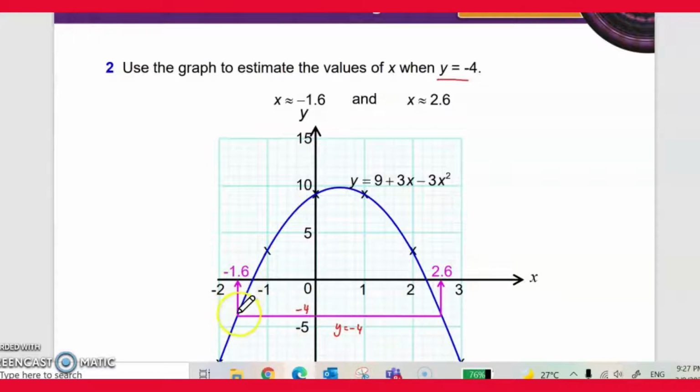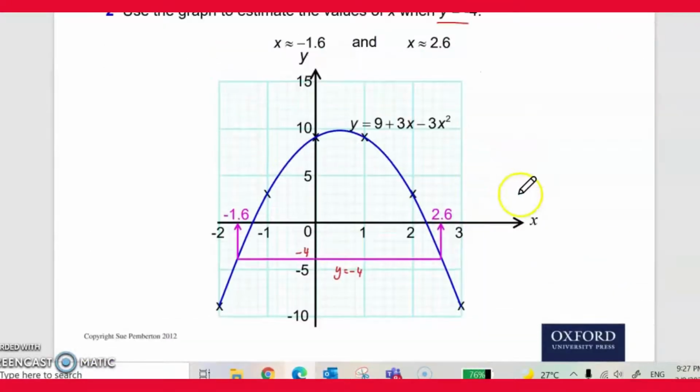So what we have here is negative 1.6 and 2.6. This is how we estimate the value from the graph. Okay, the keyword here is from the graph, not by substituting value negative 4 into the function.